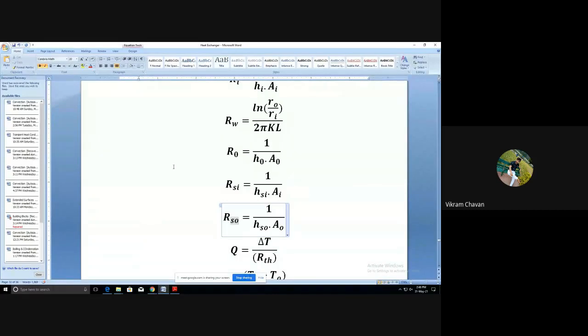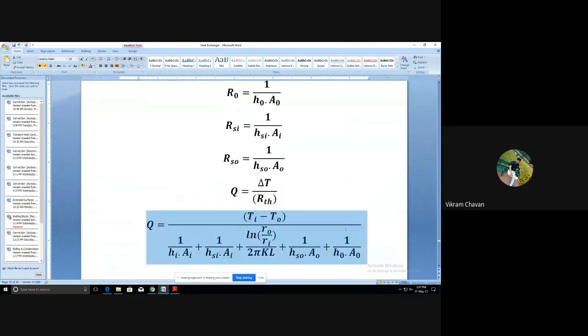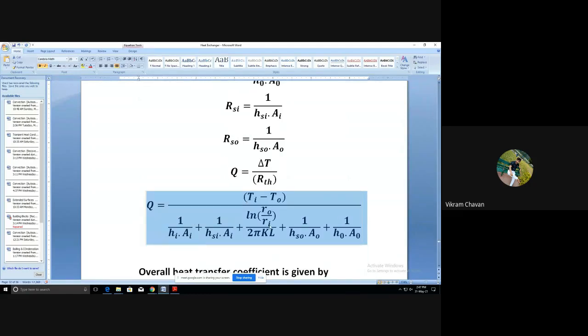Now the heat transfer rate in this case can be calculated by considering the overall temperature difference divided by the total thermal resistance, the summation of all the thermal resistances in the denominator side. So Q is equal to delta T, and if the hot fluid is flowing inside the tube, we consider Ti minus T naught as the overall temperature difference, whole divided by the summation of all the resistances.